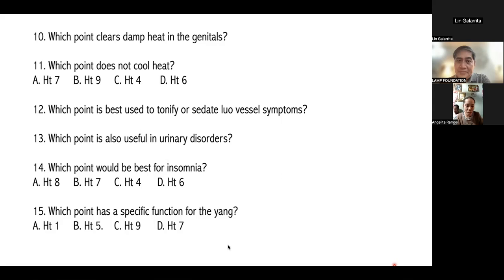Which point does not pull heat? Doc, Ma'am Lynn has a comment on Heart 9. Okay, we're open for comments. I just have a question, because I read that Heart 9 is for heat in the upper burner, and Heart 8 is for heat in the bladder and small intestine. So Heart 8 is the lower burner heat, and Heart 9 is for upper burner heat.